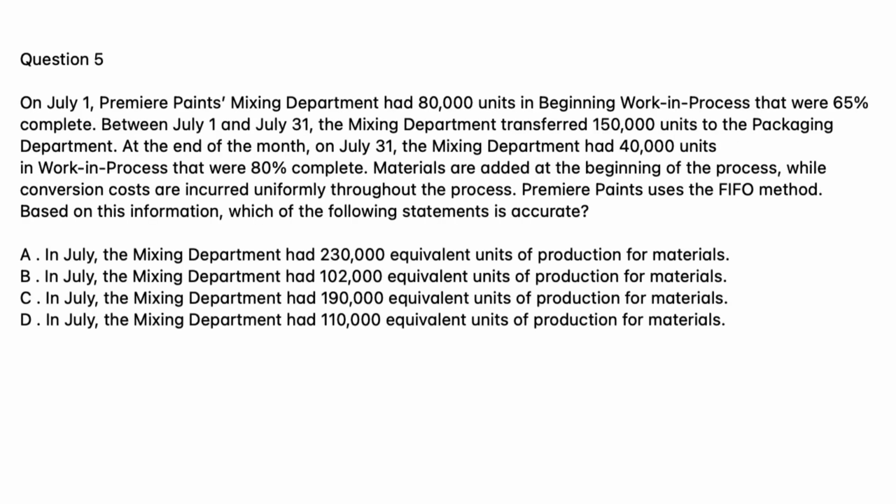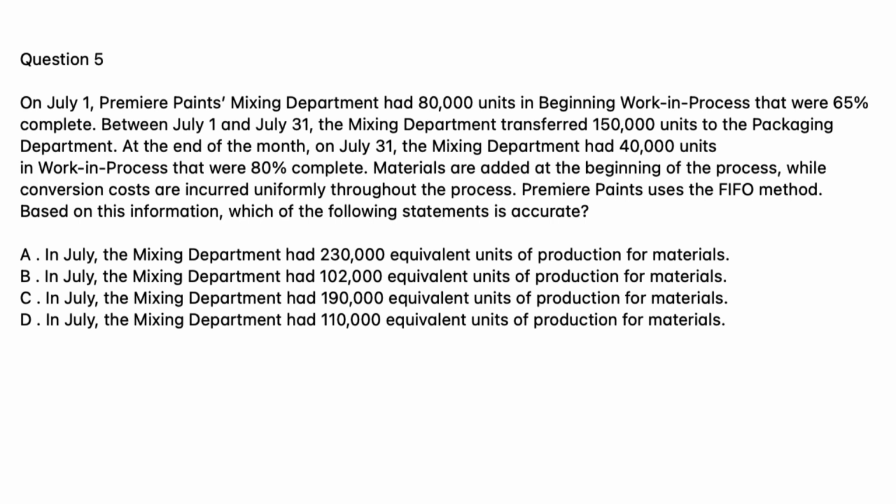Question 5. On July 1, Premier Paint's mixing department had 80,000 units in beginning work in process that were 65% complete. Between July 1 and July 31, the mixing department transferred 150,000 units to the packaging department. At the end of the month, on July 31, the mixing department had 40,000 units in work in process that were 80% complete. Materials are added at the beginning of the process, while conversion costs are incurred uniformly throughout the process. Premier Paints uses the FIFO method. Based on this information, which of the following statements is accurate?